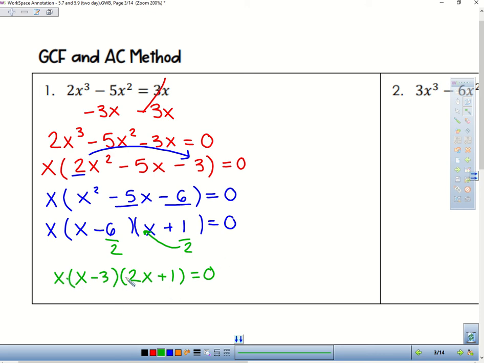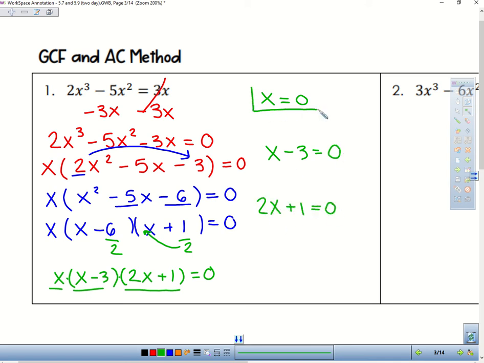So we have three products here. Do you see that they're all being multiplied together? So this means we can apply what's called the zero product property, which we have learned about. And it states that if you have the product of any three expressions, and that product is equal to 0, you can set each one of those individual terms or expressions equal to 0, okay? So I'm going to set the x equal to 0. I'm going to set the x minus 3 equal to 0. And I'm going to set the 2x plus 1 equal to 0.